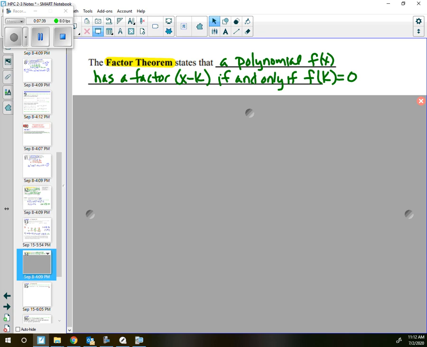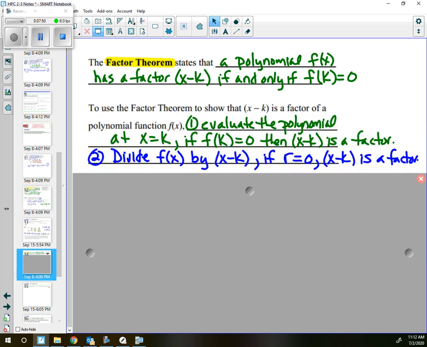So what we can do then is use this idea of, hey, the remainder is 0, or if I plug the number in, it's 0, to help us find factors a little bit more quickly for our polynomials. So here are your two options, and it's exactly the two methods we just talked about. We can use the factor theorem to show that x minus k is a factor one of two ways. You can evaluate the polynomial like we always have. Hey, plug in the number to see if f of k is 0. So we can just substitute that in. Then x minus k is a factor.